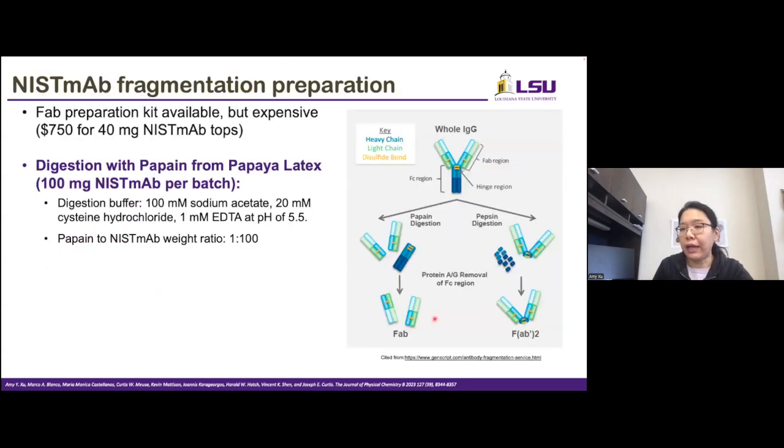All right, so before I get on to my results, I want to briefly talk about how I prepared the NISTmAb fragments. You may have your own protocols of doing this, and you may have used this Fab preparation kit. But because I want to prepare both the Fabs and the Fcs in large quantity, this is not a very practical solution for me because I am one of those frugal persons. For the $750 that you pay for this kit, you can only digest 40 milligrams of NISTmAb tops.